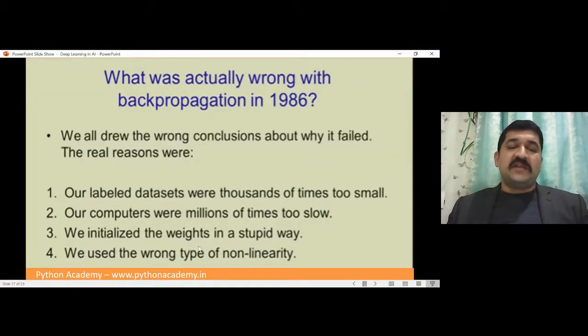We initialized the weights in a stupid way, so that was also the problem. The weights we are talking about are the neural network weights, which have to be adjusted.